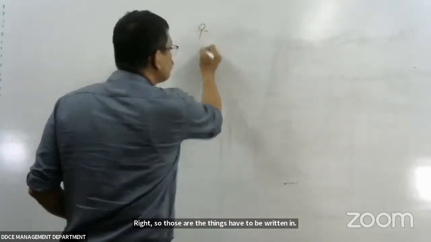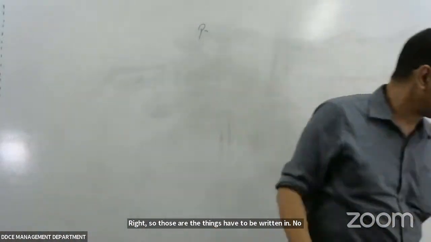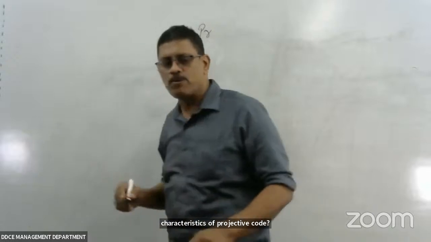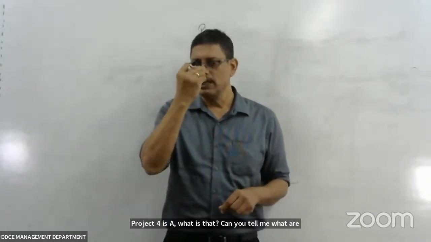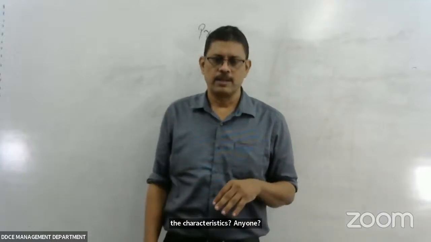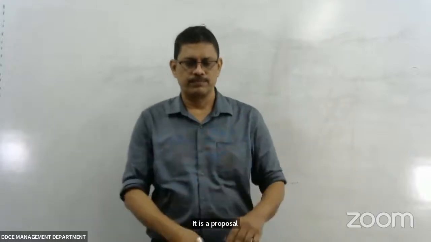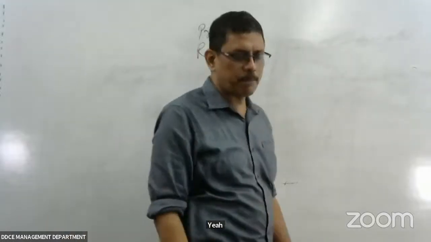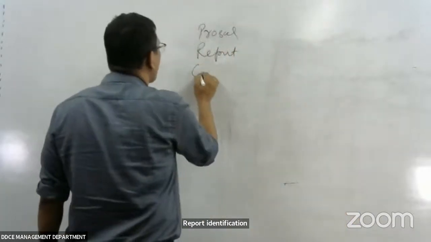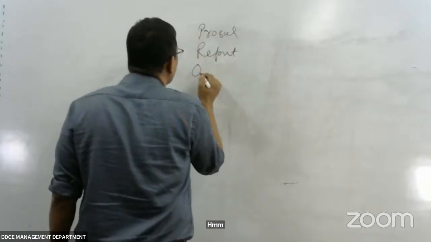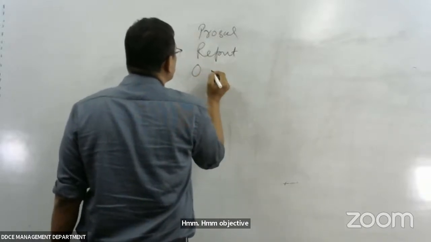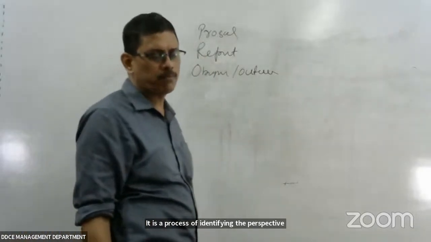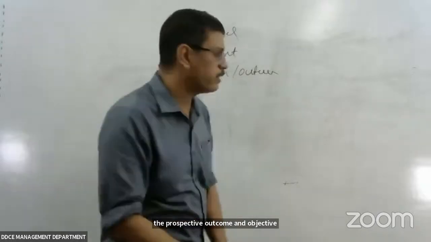Now, what is a project report? It is a proposal. Suppose one asks, what are the different characteristics of a project report? Can you tell me the characteristics? Anyone? Reading the definition, it is a proposal. Very good. Next, it is a report. Project report is a proposal, a report, and it has objectives. It is a process of identifying the prospective objectives and outcomes. With that, you can know what the prospective outcome and objective are. Whatever you are mentioning is to be justified.